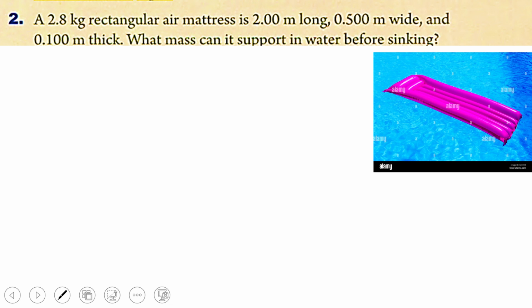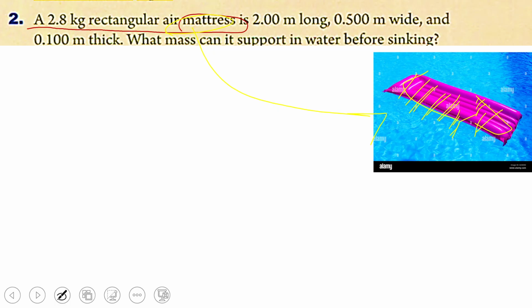Guys, question 2. We have a 2.8 rectangular air mattress. What is the meaning of air mattress? Maybe now you'll be confused. Guys, this is the shape of the air mattress. An air mattress is an object that they use, for example, for kids when they don't even know how to swim. They use this air mattress to avoid sinking or going underwater, so they stay on the surface when they don't know how to swim.